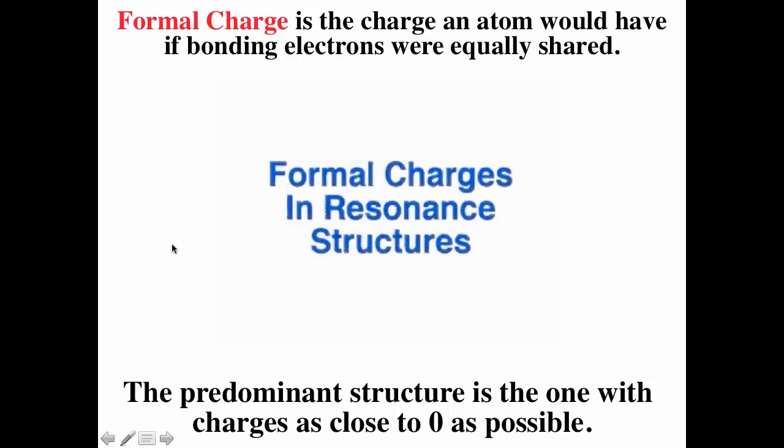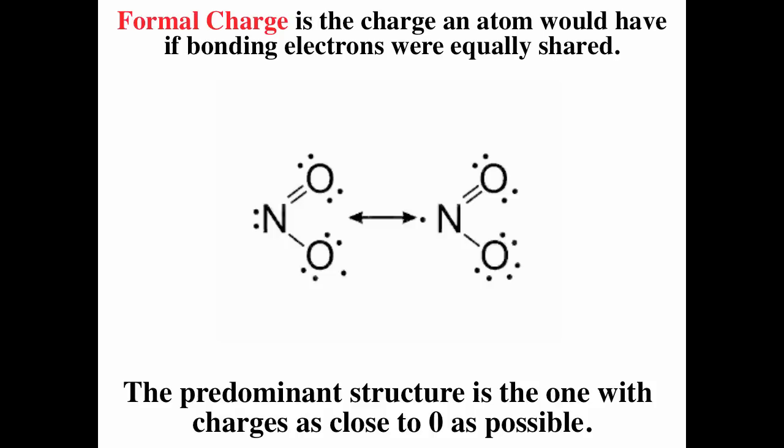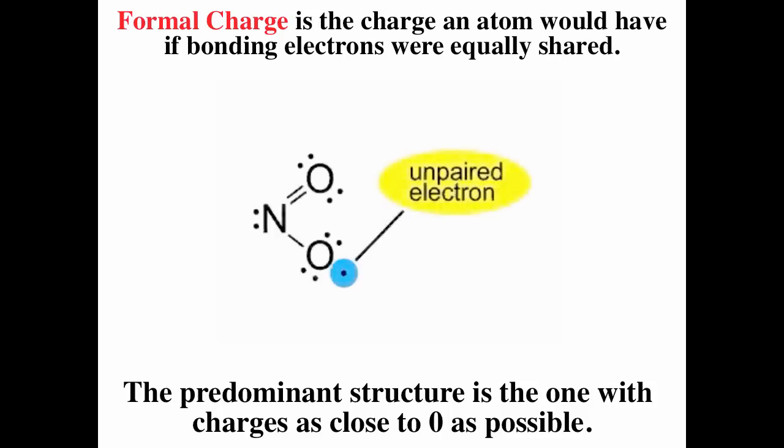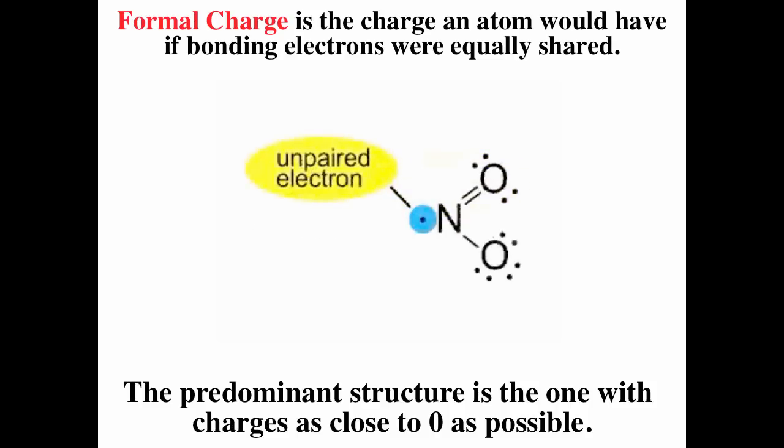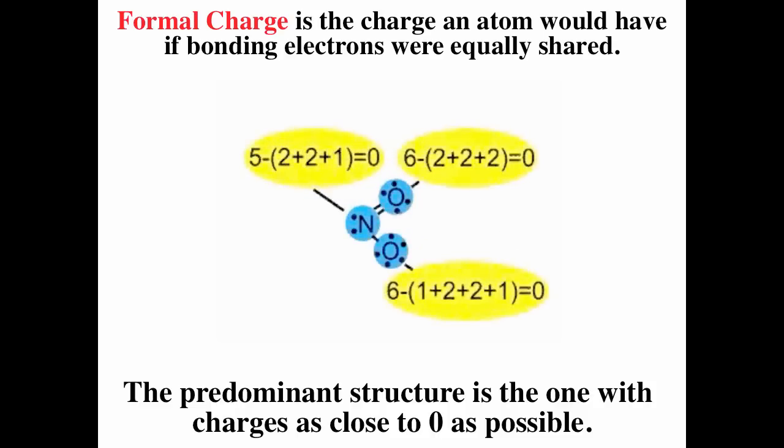Formal charges can also be helpful in evaluating alternative resonance structures. Let's consider nitrogen dioxide, a molecule that contains an odd electron. We can draw two reasonable Lewis structures, but which more closely describes the nitrogen dioxide molecule? Notice that in one structure the unpaired electron is on oxygen, and in the other it's on nitrogen. In the first structure, the formal charges on all the atoms are 0. In the second structure, nitrogen bears a formal positive charge, and one of the oxygens bears a formal negative charge.